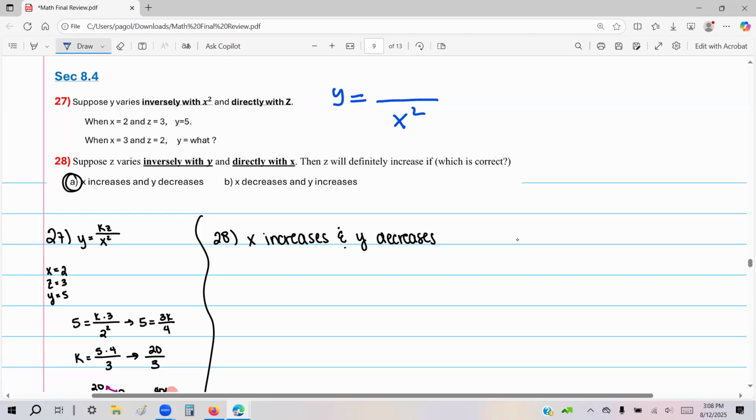And directly with z, so direct means z has to be on the top. So y and z have a direct relation, so they both will be on the top. But y and x squared have an inverse relation, so one is on the top, one is on the bottom, and they change at a constant rate k. So step 1, come up with the equation. Step 2, find out your rate, at what rate they are changing. So you're solving for k.